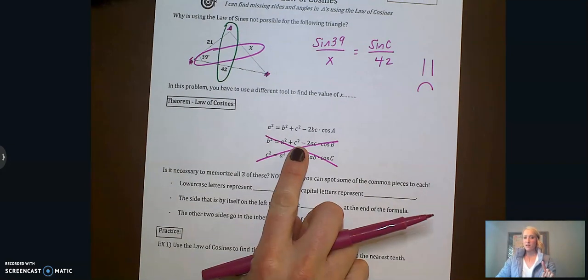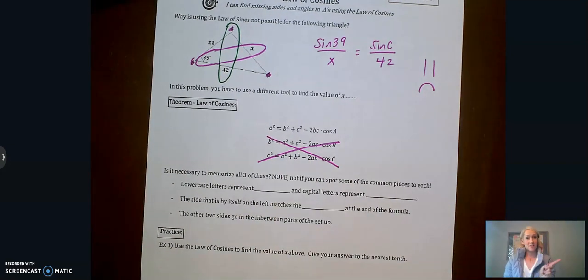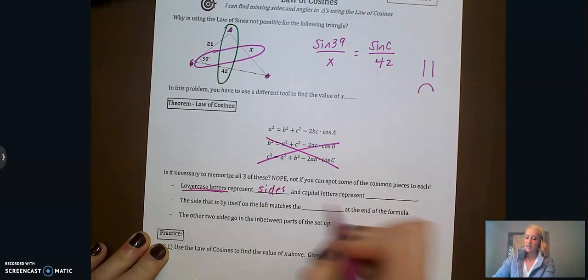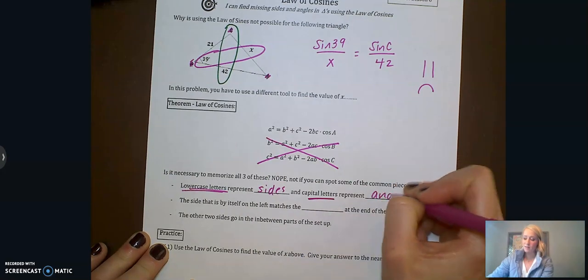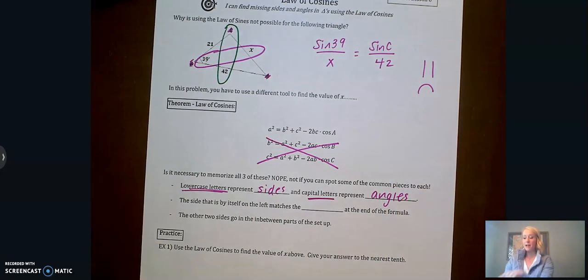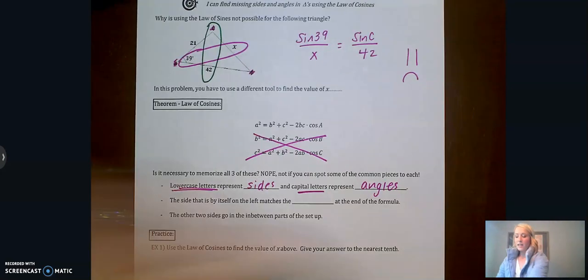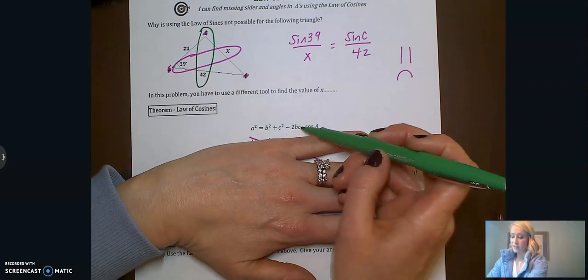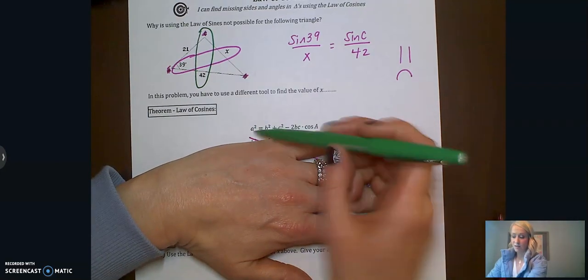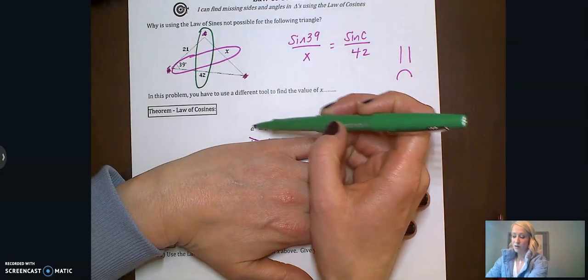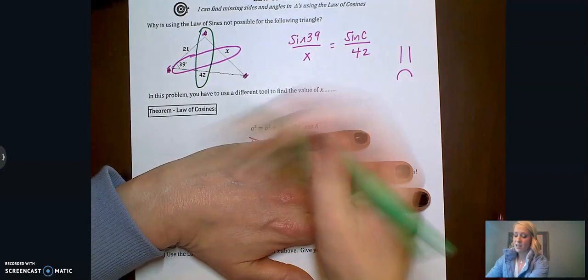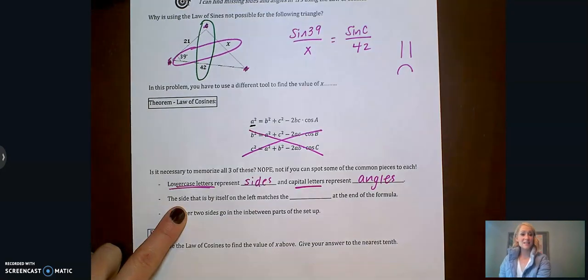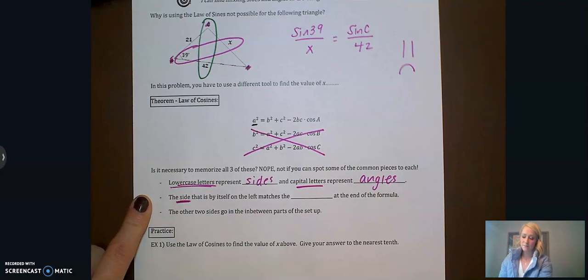But first line only. Remember from law of sines, last lesson, lowercase letters represent sides and capital letters represent angles of your triangle. So keep that in mind. Same thing applies here. If I were to look at this first line here, notice all of these letters, except for that end one, are sides because they're lowercase. And notice there's only one little piece on the left-hand side. It's squared, but one letter goes by itself right there. And that's a side because it's a lowercase letter.